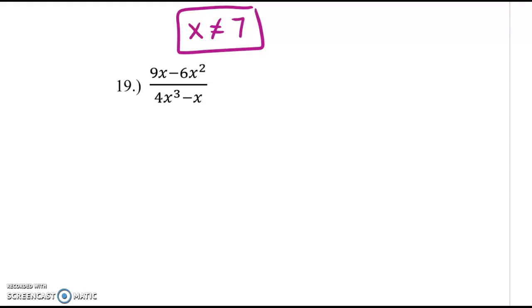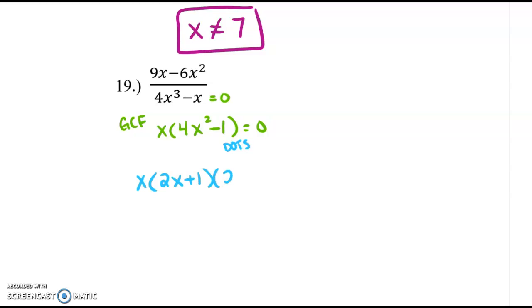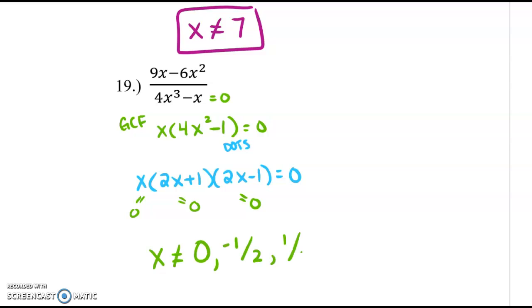All right, this is first going to be a GCF here. If I set this equal to 0, so I'm going to pull out an x, leaves me with 4x squared minus 1, and then this ends up being a difference of 2 squares. So this is going to be 2x plus 1, 2x minus 1 equals 0. Set all of my factors equal to 0. I'm going to get that x cannot equal 0, negative 1/2, and positive 1/2.